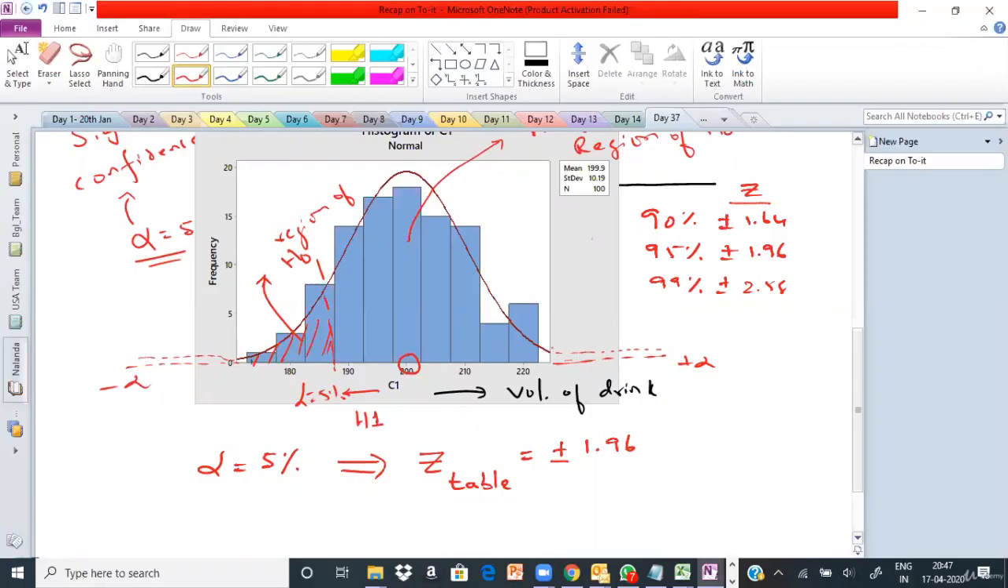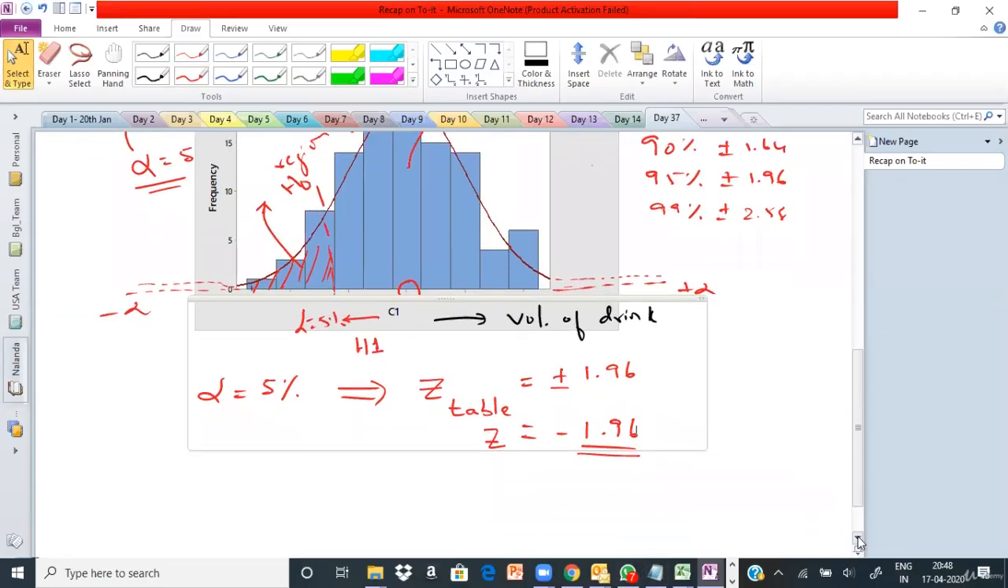Okay. So since your H1 is saying that it is a one-sided test, you will be taking the Z value as minus 1.96 because it is a lower side test. If it is a higher side test, that means your alpha will be standing here in this area. Then your Z value will become plus 1.64. But right now, from the context of our problem, it is 1.96.